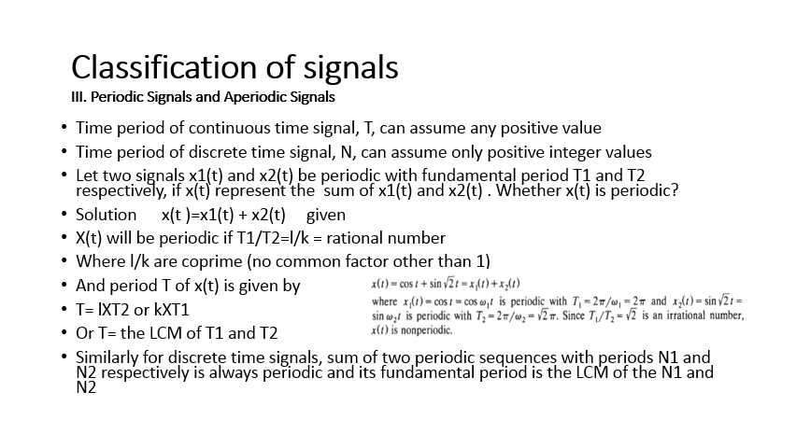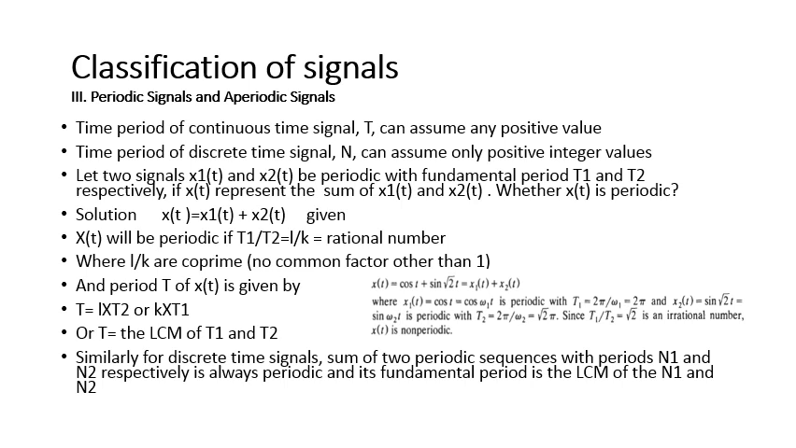For example, here it is shown that we have a signal x of t, which is composed of two signals, x1 of t plus x2 of t, which is composed of their summation. And we are given the information that x1 and x2 are basically periodic signals. So we have to check whether x of t will be periodic.